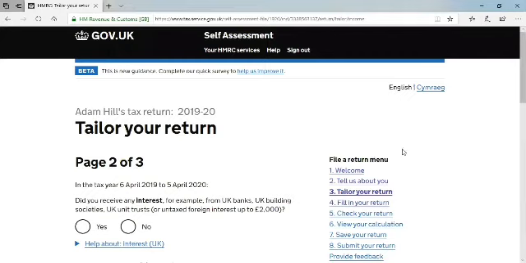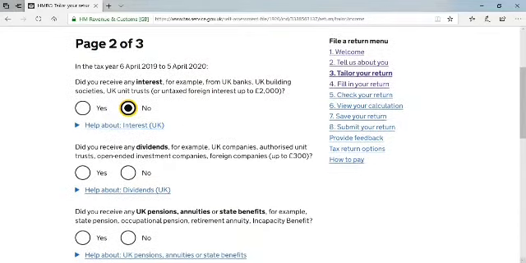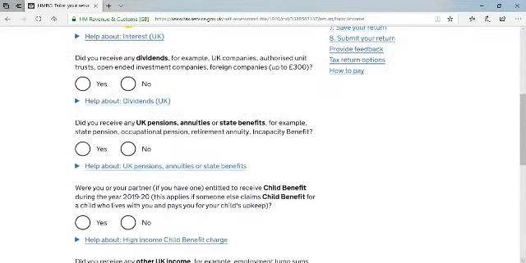Next page. Did you receive any interest from UK banks? For the majority of people, the interest rate is so low at the moment, even if it's only a few quid, I would be ticking no here. If you do have significant interest savings income, then you would enter it there. The next one is going to be relevant. Did you receive any dividends from UK companies, unit trusts, etc.? Yes, most likely from our limited company, we're receiving a salary and dividend income, so we'll select yes here.